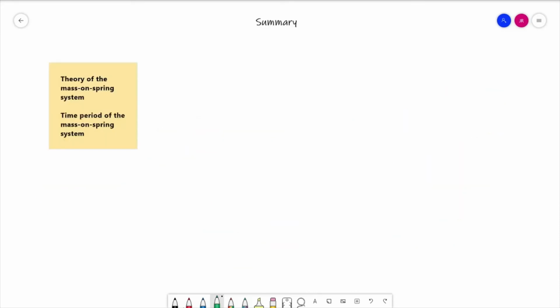So to summarise this video then, we have looked at the theory of the mass on spring system, and we have derived the equation for the time period of the mass on spring system, which is T is equal to 2 pi multiplied by the square root of m over k, where m is the mass on the mass on spring system and k is the spring constant of the spring.